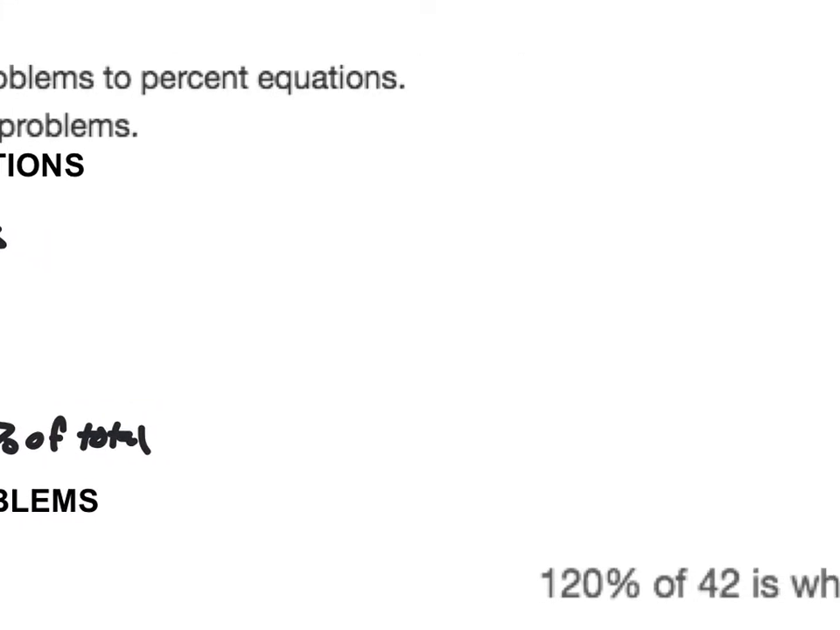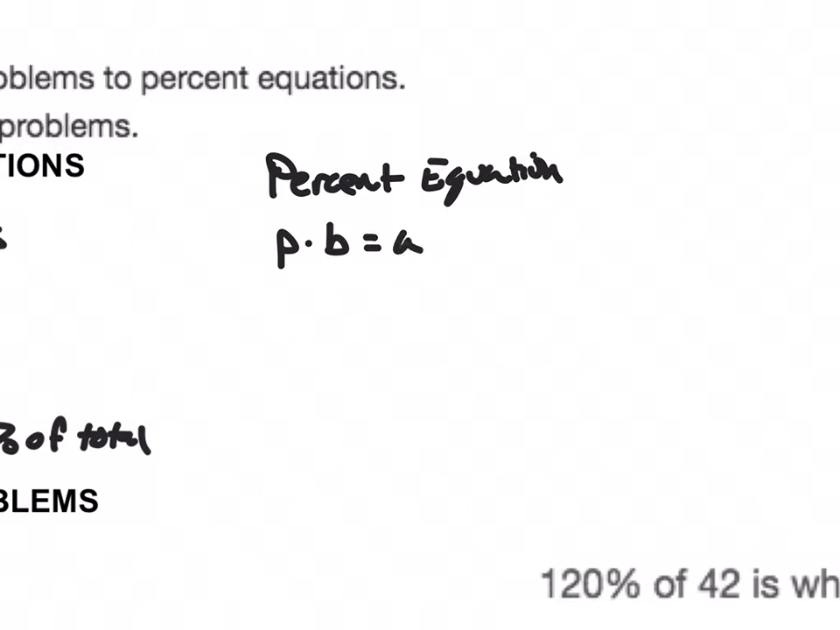What I like to call this, and let's write this up here, is your percent equation, which is going to be P times B is equal to A, where P is your percent, B is your total amount, and A is your amount, the percent of total. And that's all we're doing.